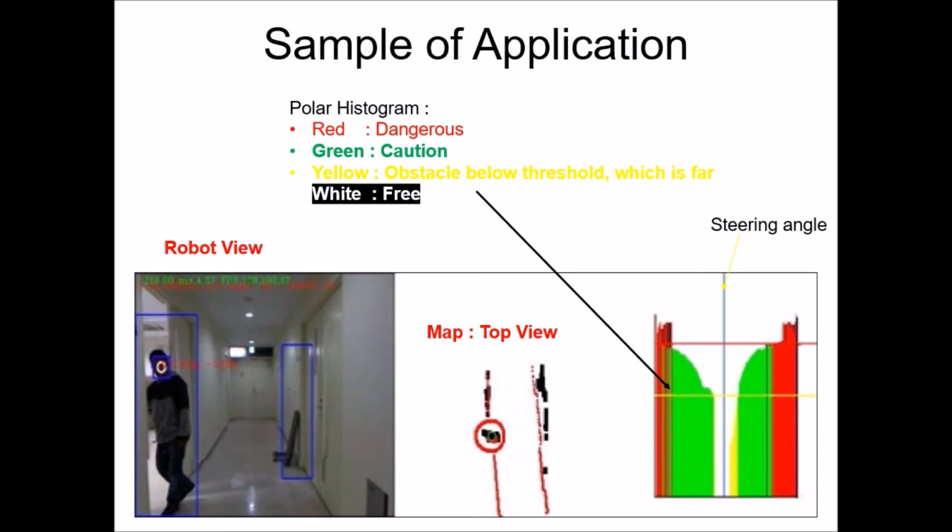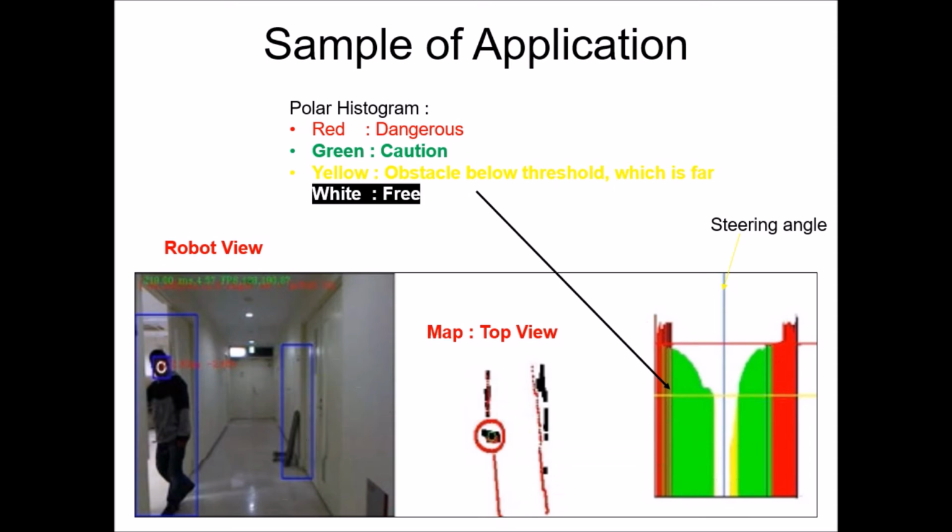So this is an example of how we are able to use the vector field histogram in order to let the robot navigate safely. For this particular case, this is the view of the robot. You see we detect some obstacle in this hallway. This is the top view of this particular area. This is one obstacle, and then we have another obstacle here.